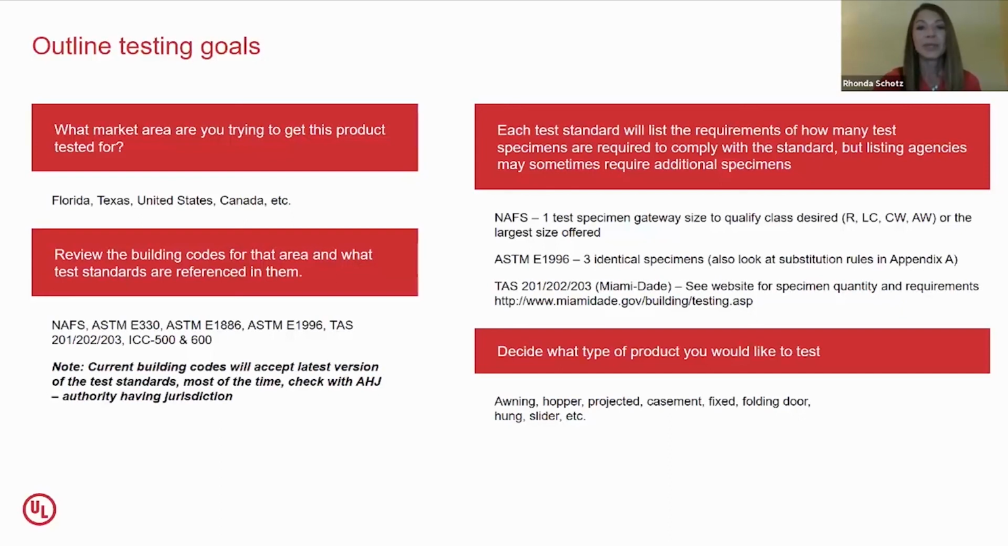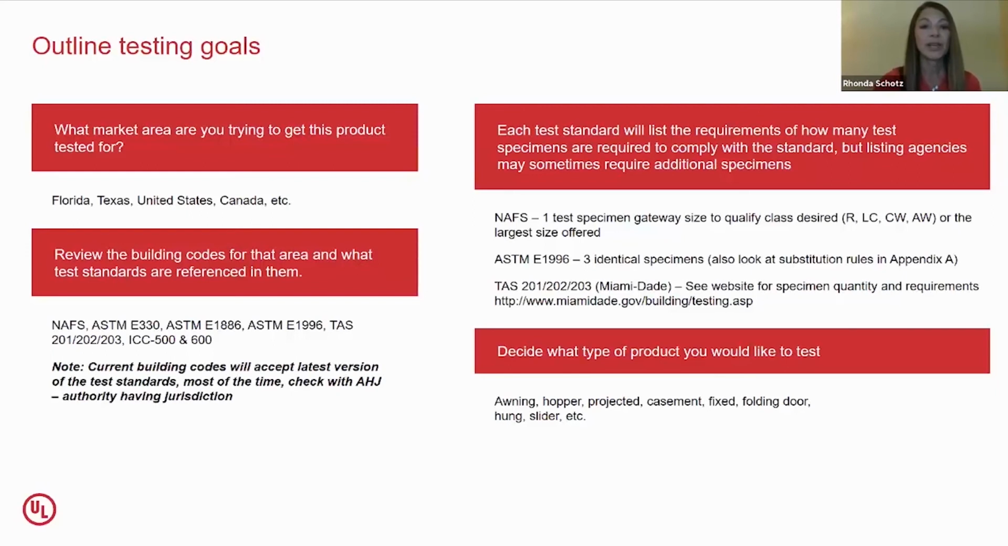How many test specimens are required? Each test standard will list the requirements of how many test specimens are required to comply with the standard. But listing agencies may sometimes require additional specimens. For the NAFS, it's typically one test specimen. For ASTM E1886 and E1996, it's typically three identical specimens. And for TAS protocol, see the Miami-Dade website link listed above for information in regards to quantity of units to test.